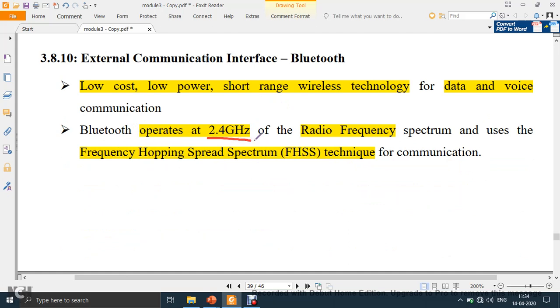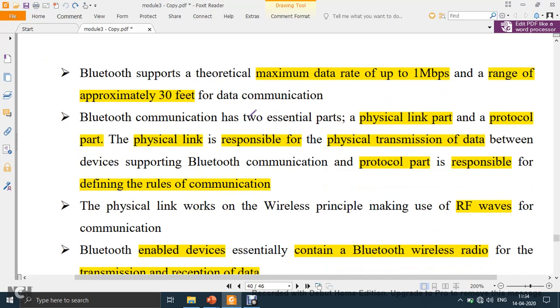Bluetooth operates, so what is the operating frequency? 2.4 gigahertz. So many know this already. So it uses RF frequency, and in RF the data transmission technique that it uses is frequency hopping spread spectrum, FHSS. So you might have already studied this in communication theory, right? So next, Bluetooth has a theoretical maximum data rate of up to 1 Mbps. So very less, 1 Mbps, and range is 30 feet, which is nothing but 10 meters. That is what I told.